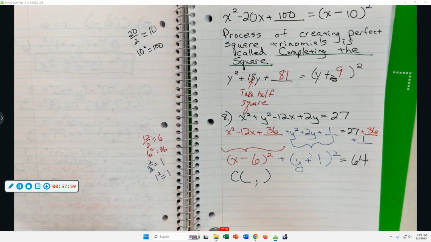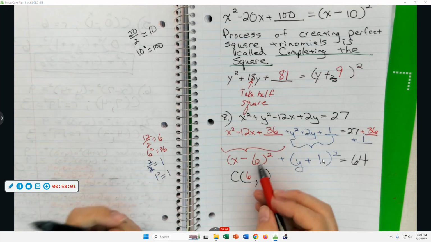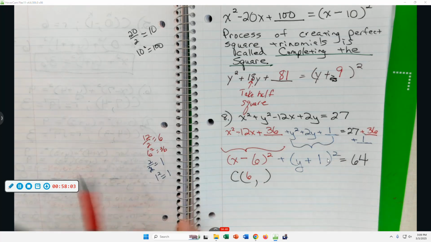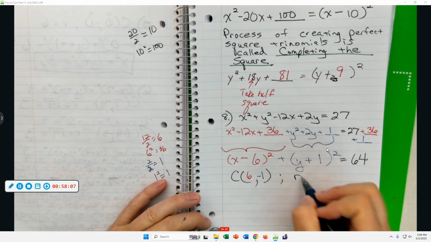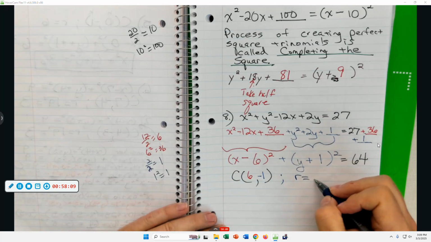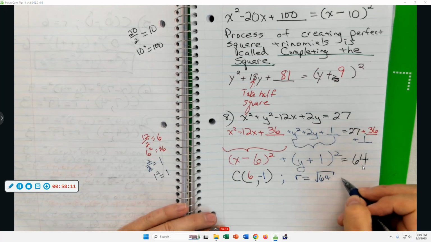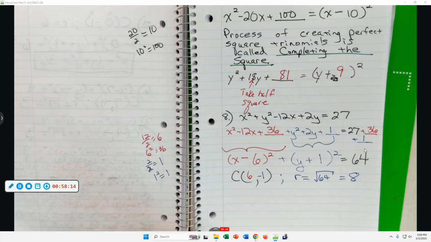6, negative 1. So you went change sign, change sign. And to get the radius, you take the square root of that number. The square root of 64 is 8.